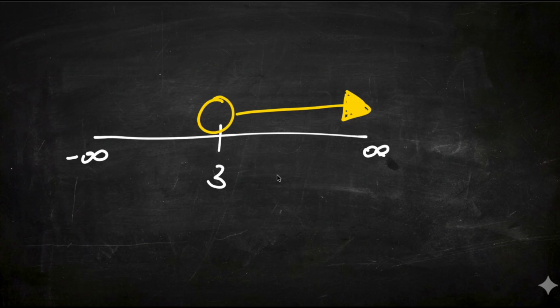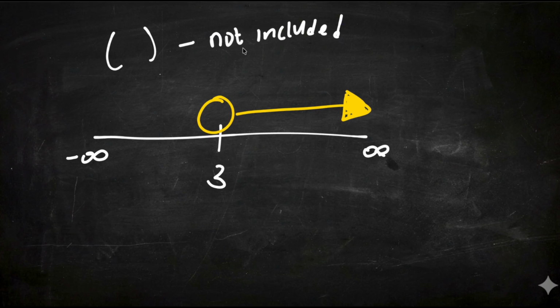Now let's talk about the symbols that we use for interval notation. We use either brackets or parentheses, and they mean completely different things. Let's start with parentheses. A parenthesis looks like this, and it means that the number is not included. It's the same thing as an open circle on a number line, which also means not included. So parentheses in interval notation mean not included, and an open circle on the number line also means not included.